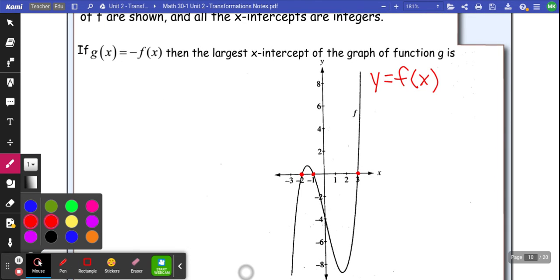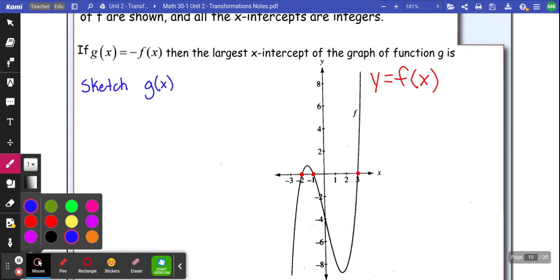Okay, if g of x, so a new function, equals -f of x, then the largest x-intercept of the graph of function g is... Okay, let's try to sketch g of x. I don't know if I should be doing this, but considering it's a vertical transformation, wouldn't all the x-intercepts still stay the same? Yeah, you're gonna be good. We're still gonna sketch it though, because I want to make sure that we got that down.